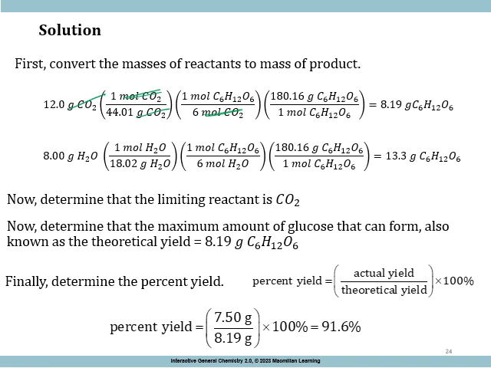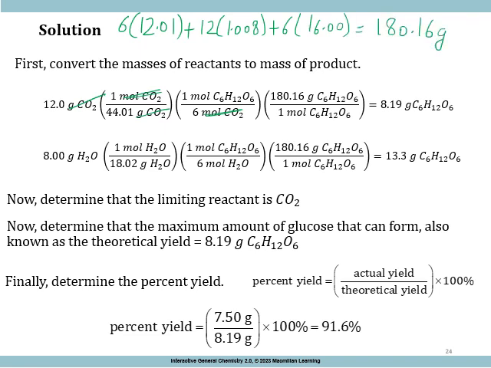How would you find the molar mass of this? 6 carbons, so 6 times 12.01, 12 hydrogen, so 12 times 1.008, plus 6 oxygen, so 6 times 16.00. When you plug this in, it would give you 180.16 grams. And that's what the molar mass is. So mole and mole gone, you're left with grams of glucose. Similarly, we do this with water.